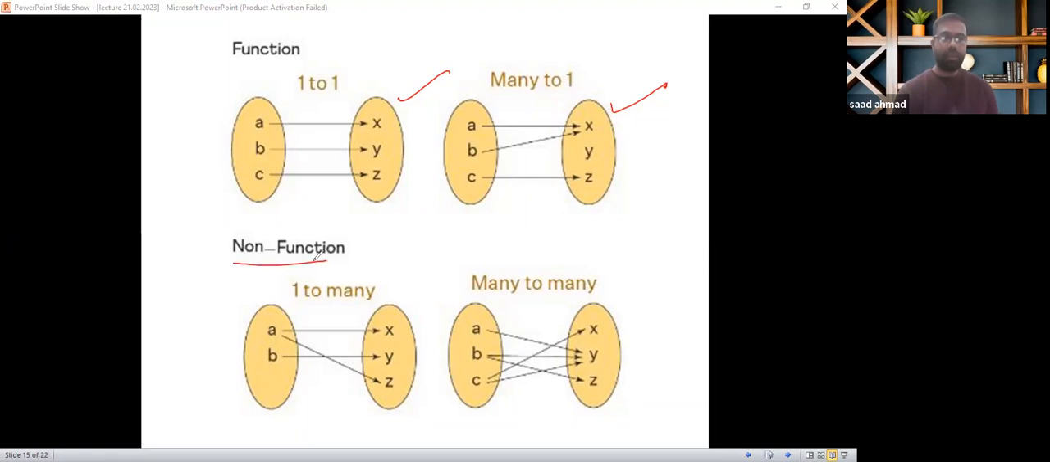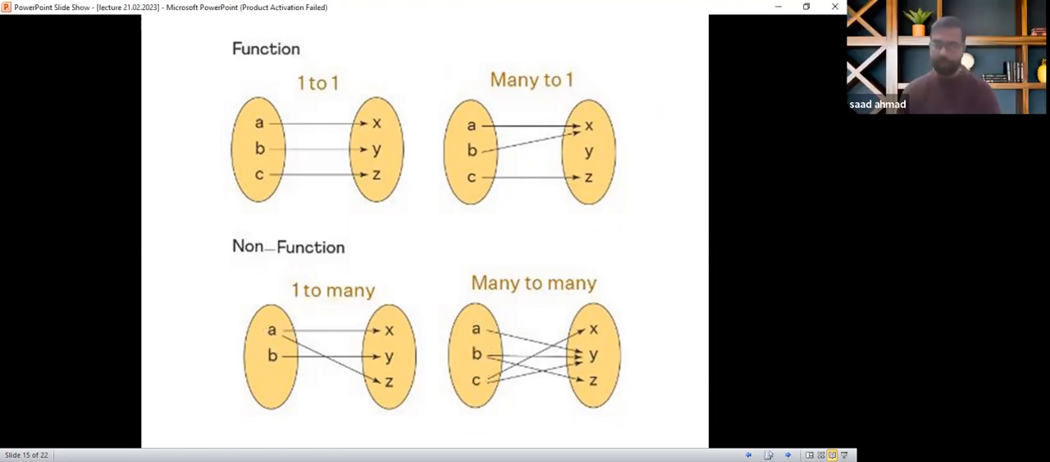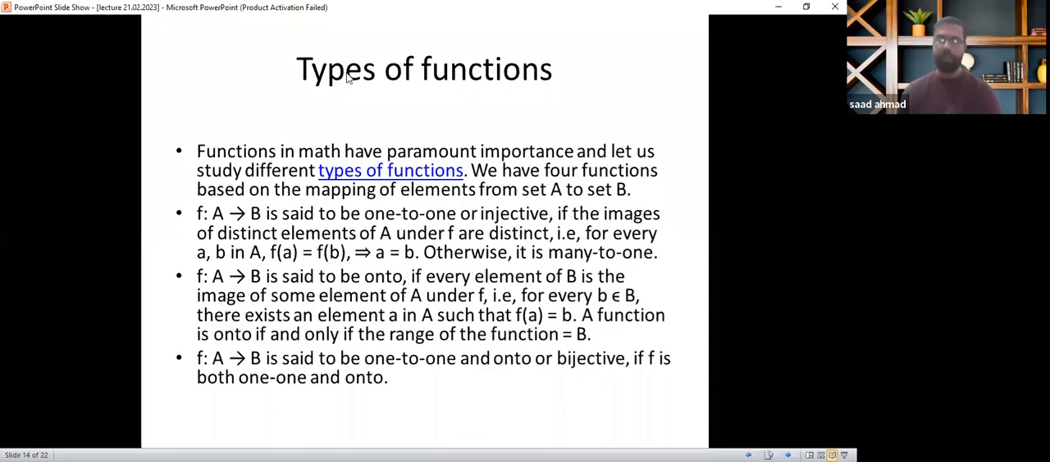And then these are the non-functions, like 1-to-many. Obviously one input cannot go to multiple outputs. We already saw this, that 1-to-many is not a kind of function. This is not a function. Or 1-to-many, it's also not a function. So now let's look here.